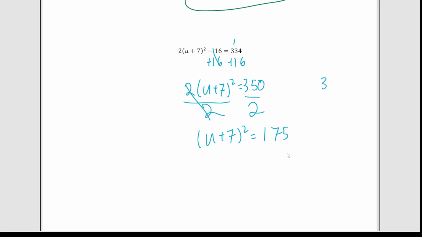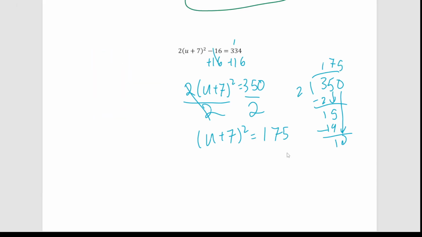But I'm actually a little bit paranoid, so I'm going to double check my math here to the side. 2 goes into 3 one time, 1 times 2 is 2, 3 minus 2 is 1, drop down the 5, 2 goes into 15, 7 times. 2 times 7 is 14, 5 minus 4 is 1, drop down to 0, 2 goes into 10 5 times, yes, 175. Then we're going to undo the squaring by square rooting and plus minus, so I get u plus 7 is equal to positive or negative root 175.